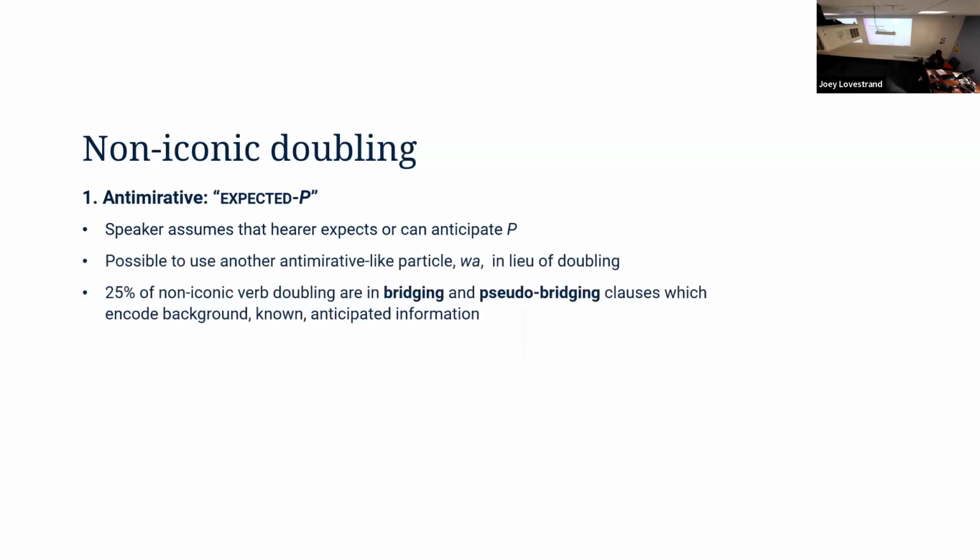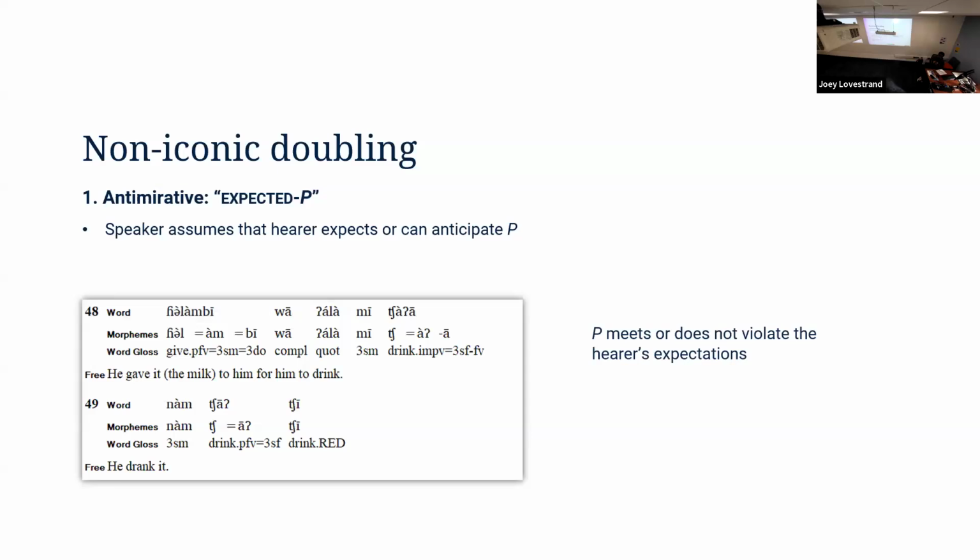So the interesting thing about this idea of anti-mirativity is that there is another particle in the language, the wa particle that you have here, which clearly has this anti-mirative kind of function in the language. And sometimes you could use the wa instead of the verb doubling construction. So this is actually where this whole idea of encoding anti-mirativity came about.